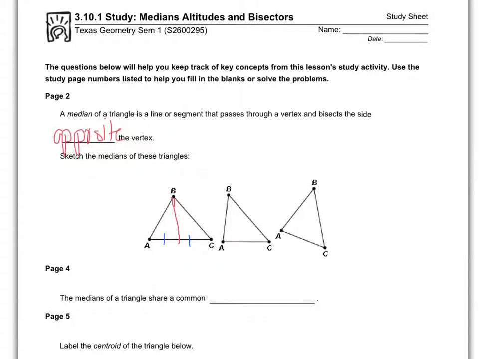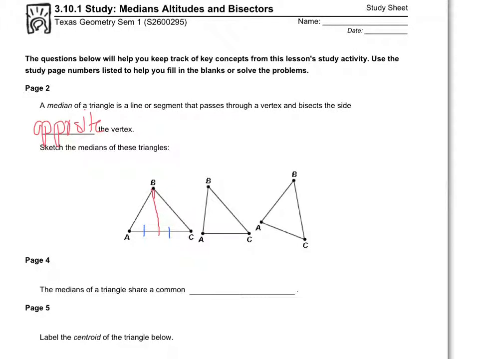Okay? And I could do the same thing with angle C. I want it to split side AB in half, so it would be drawn somewhere like that, so that this side was equal to this side. And then I could do the same thing from angle A, and it's going to split side BC in half, so these two are the same. And what I want you to notice is that the medians of a triangle share a common point of intersection.